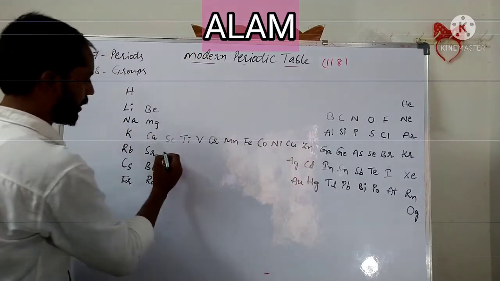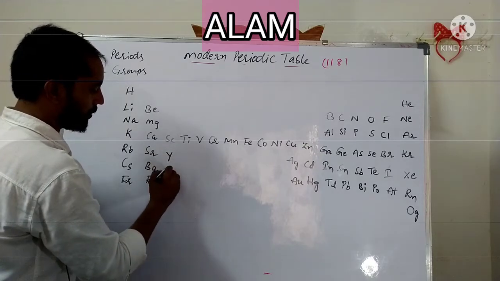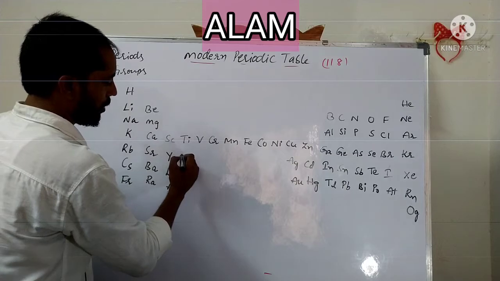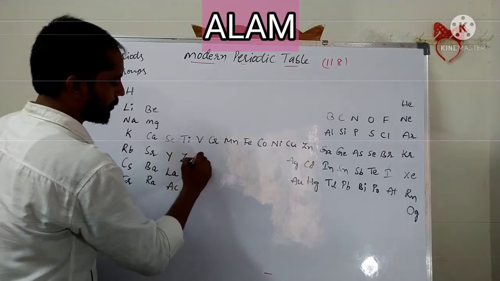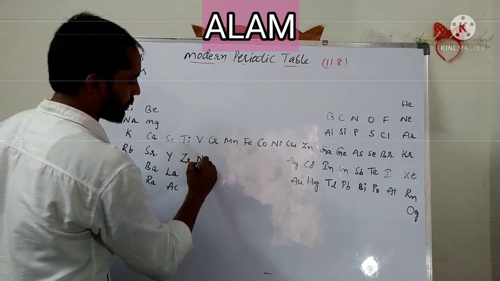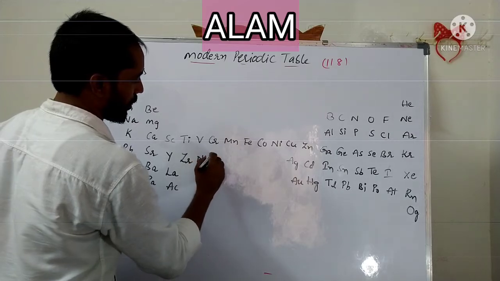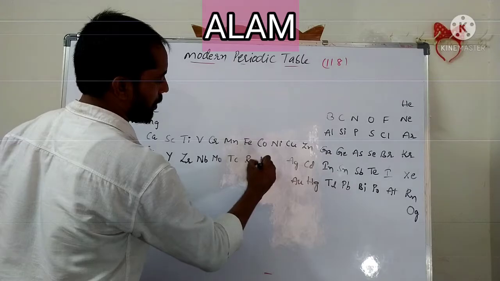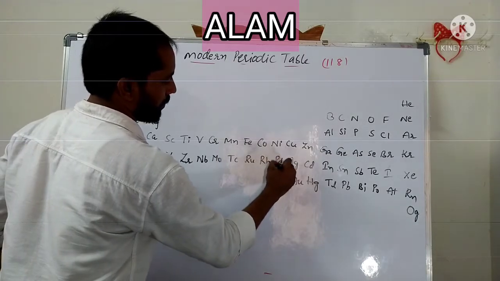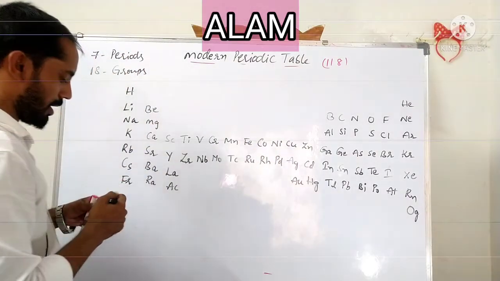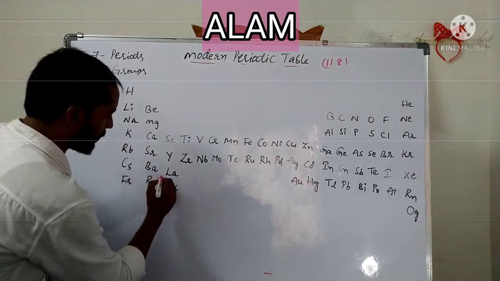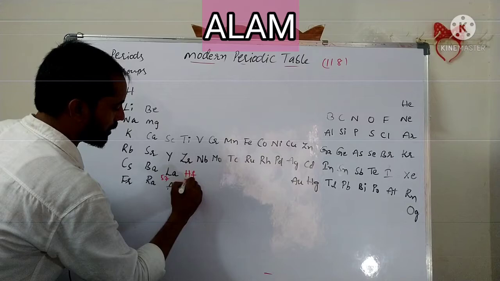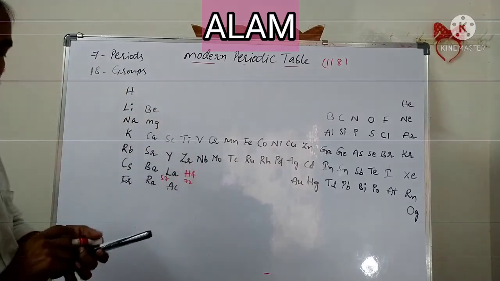Next, the remaining elements: yttrium, lanthanum, actinium, then zirconium, niobium, molybdenum, technetium, ruthenium, rhodium, palladium. Here the atomic number of lanthanum is 57. Next, hafnium will come. Hafnium is 72.